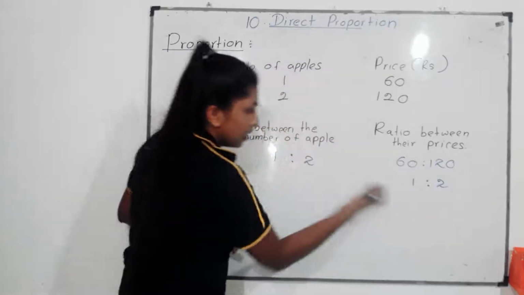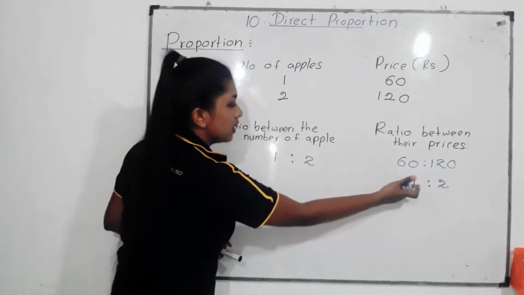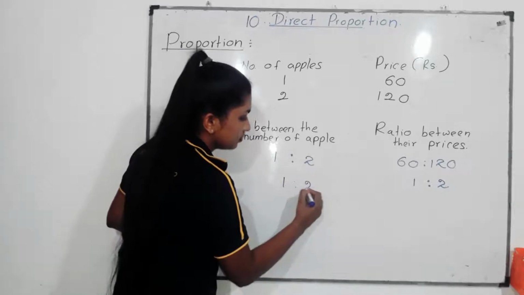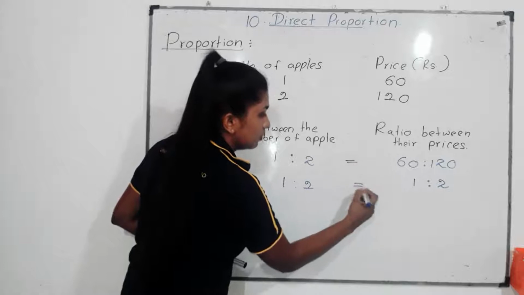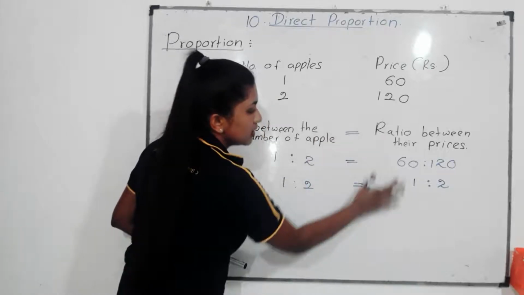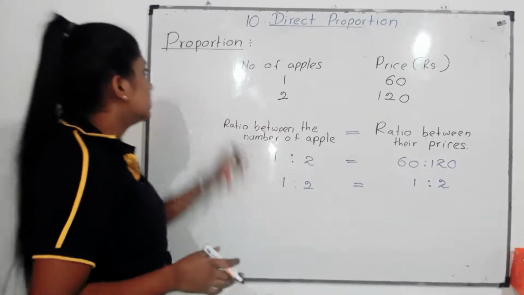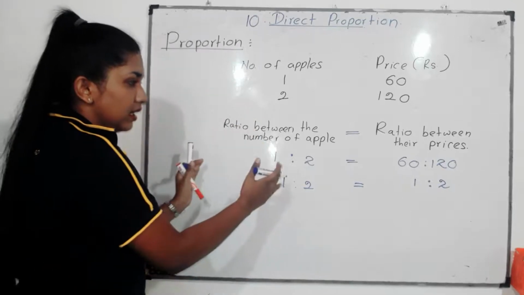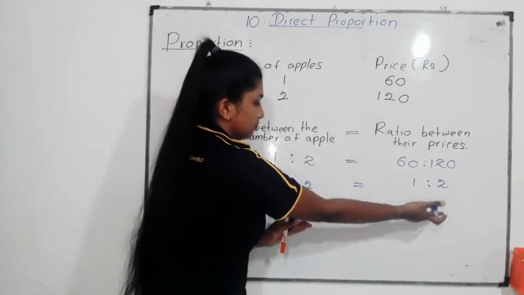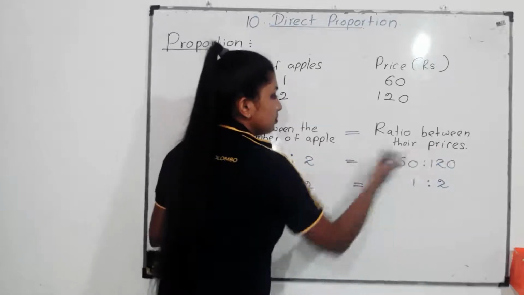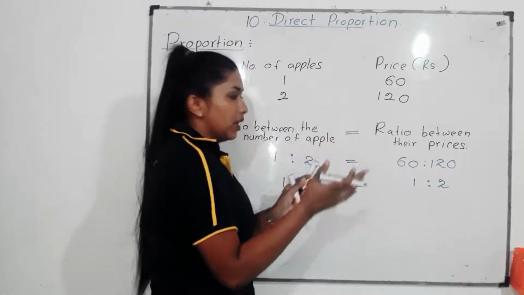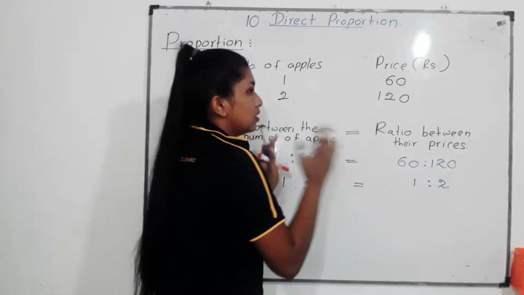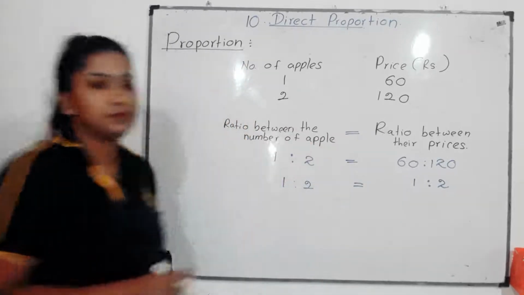Again we can observe that this ratio is equal to this ratio. So this kind of ratios are called proportions. This side is the same as this side. But the magnitude of quantities may be different, but their ratios should be equal.